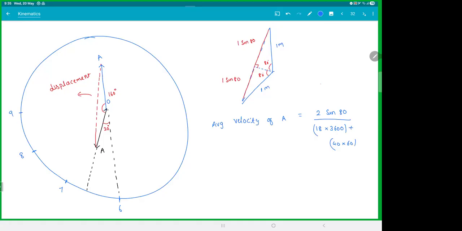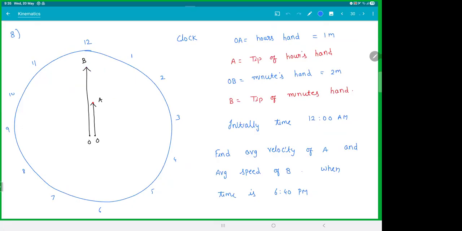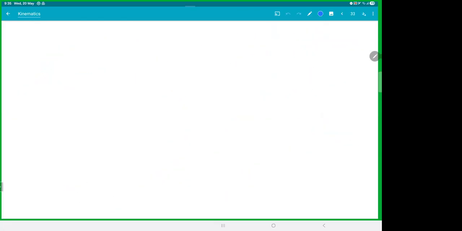Clear with this? Instead of sine 80, you could have got cos 10 also. Both are right. Sine 80 is also equal to cos 10. So if you got it in terms of cos, you're not wrong. Is this clear, everyone? So those are the main two things: the hour hand will not be at 6, and the time is 18 hours 40 minutes. What is the next thing? We are talking about B's speed. Okay, so how much did B travel?